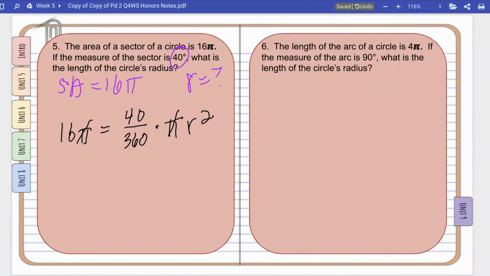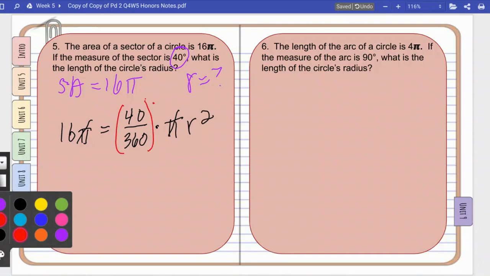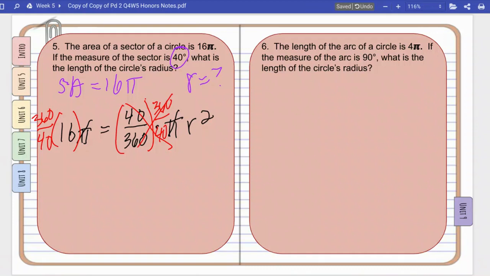And how do I move 40 divided by 360 to the other side? To move it to the other side, I simply multiply by the fraction's reciprocal. So those cancel over here. Multiply 16 by the fraction's reciprocal. So I have 360 times 16 divided by 40. So we end up getting 144 equals radius squared. To get radius, we take the square root. So my radius has to be 12.